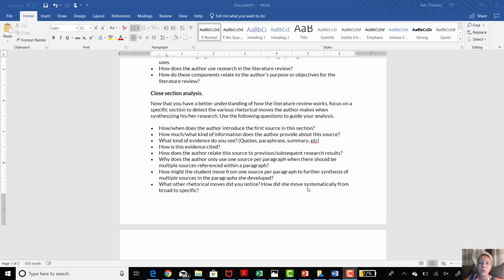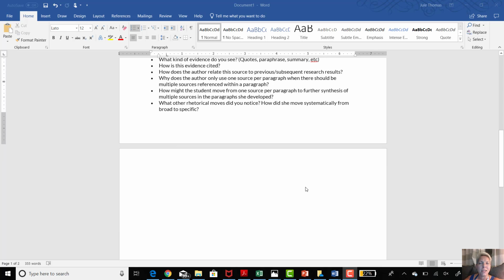What other rhetorical moves did you notice? That means what are they doing when it comes to their tone of voice, the structure, the arguments, whatever it is that they're making? And is that what you think should be happening in a literature review?